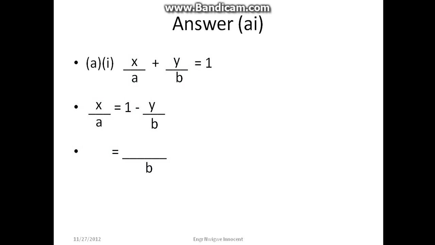1 divided by b is 1. b times 1 is b, minus y, all divided by b. 1 times y is y. Therefore, we have b minus y at the numerator over b. Therefore, crossing a, the denominator of x over a, to the other side, we now have our x as the subject of the formula, which is equal to a in bracket b minus y all over b.